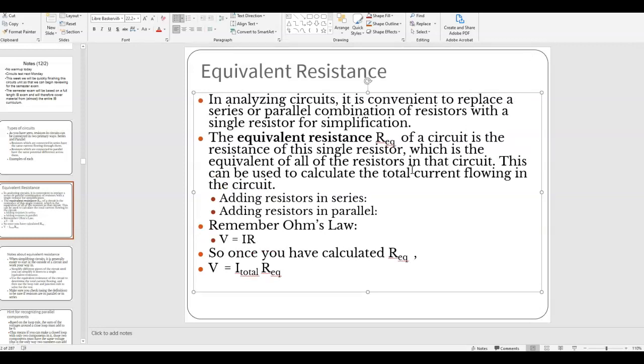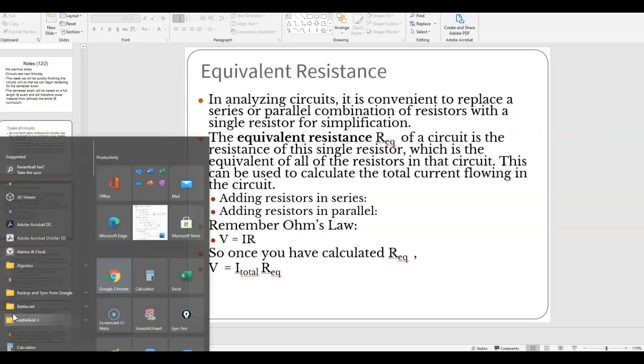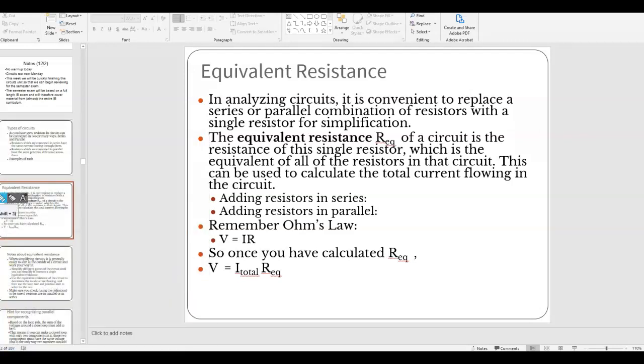So basically the idea of equivalent resistance, or what's sometimes called total resistance, is it gives you a way to simplify a circuit down. You can have a complicated circuit, and basically the goal is to reduce the circuit that might have 3 or 4 or 5 or 10 or 20 components in it down to one single resistor with one equivalent resistance, sometimes called total resistance.